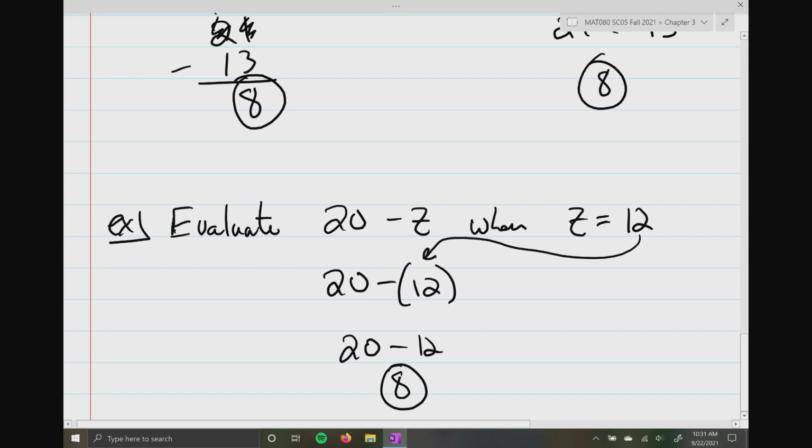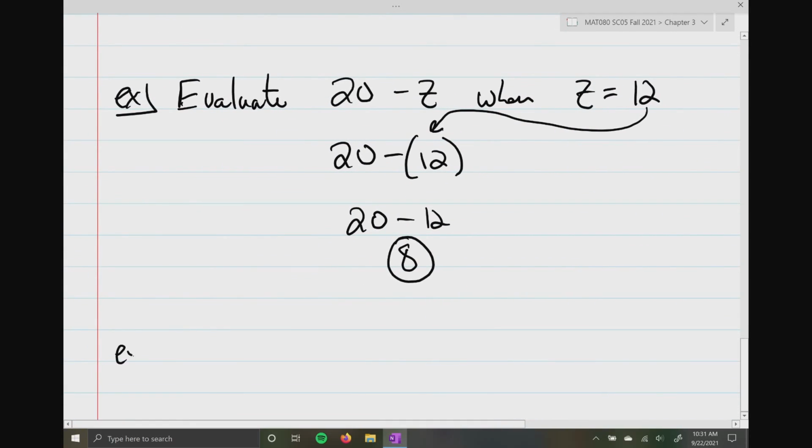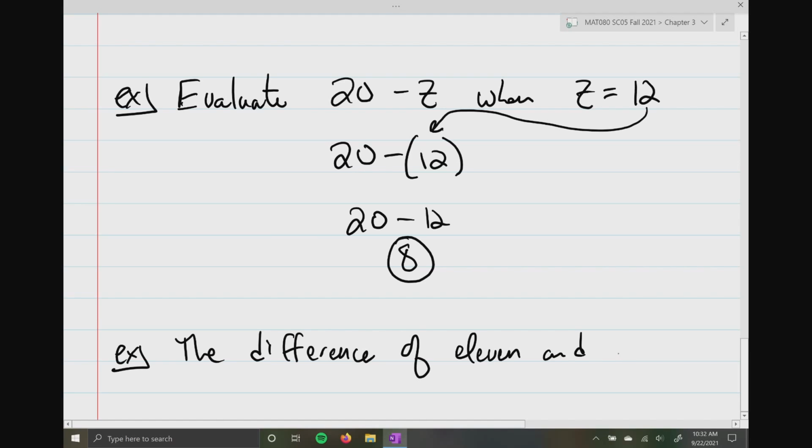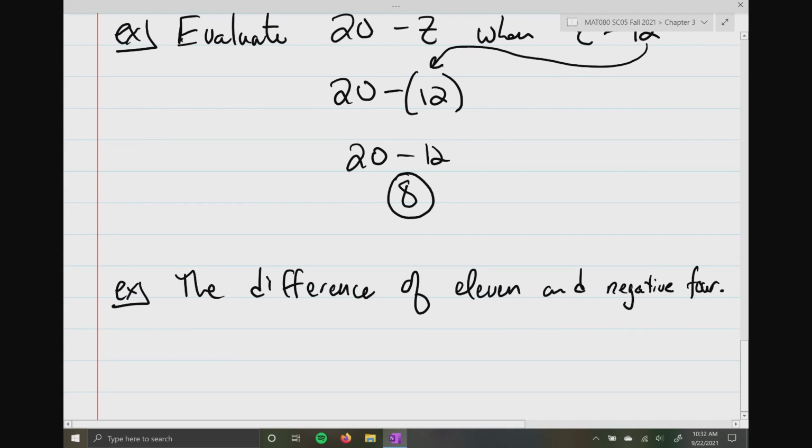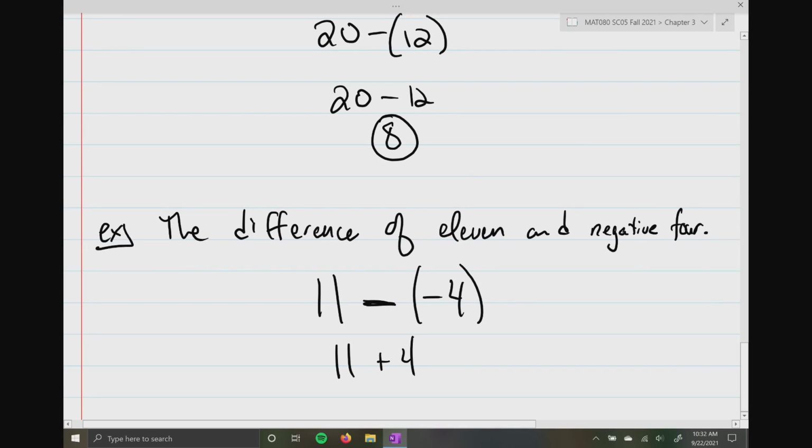Another way I can kind of, I guess, try to trip you up is this. I can give you a word problem. The difference of 11 and negative 4. Well, remember, difference means subtraction. You got to have two numbers to subtract. So I'll put a subtraction symbol. The first number is 11, and the second number is negative 4. So here I have two negatives back to back, which actually turns out to be a positive. And 11 plus 4 is 15. How are we looking so far?